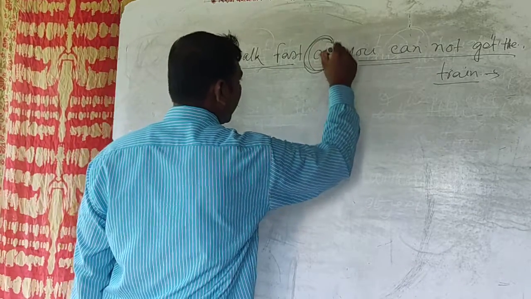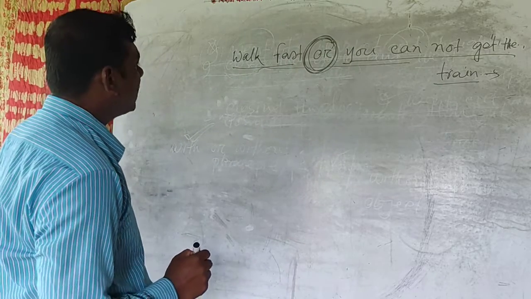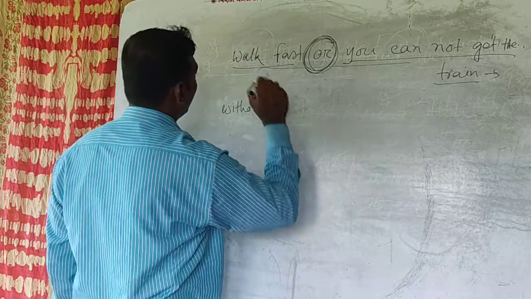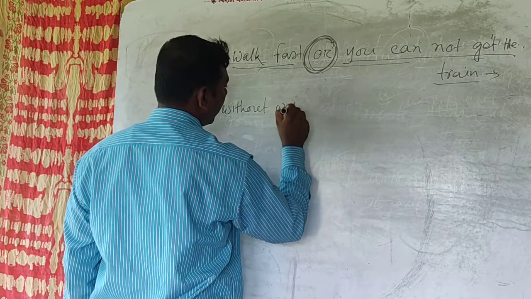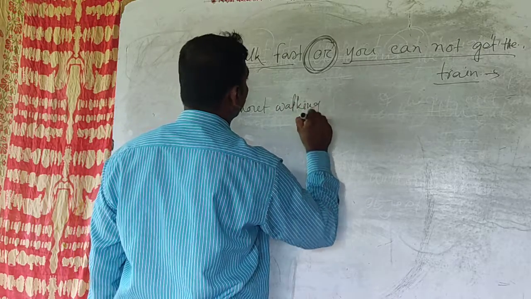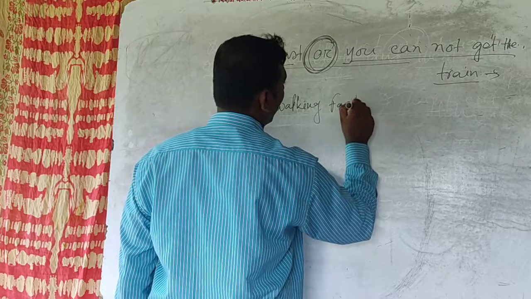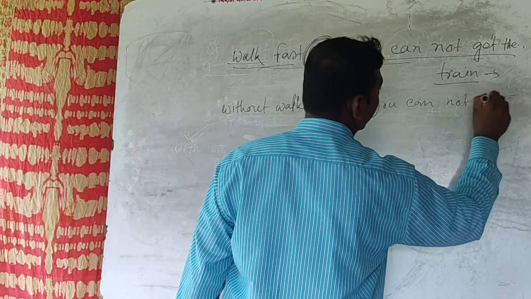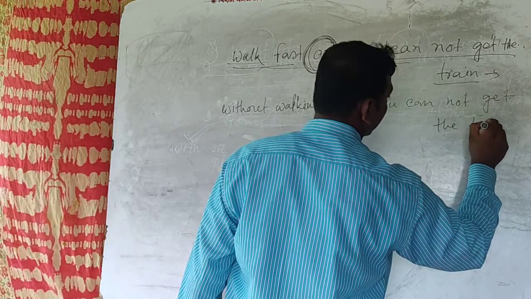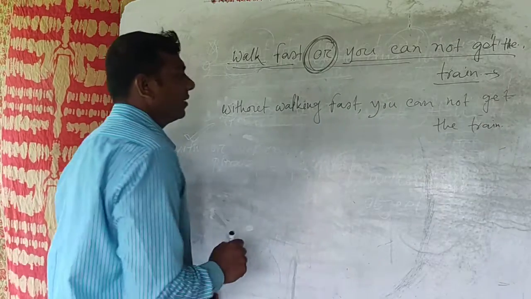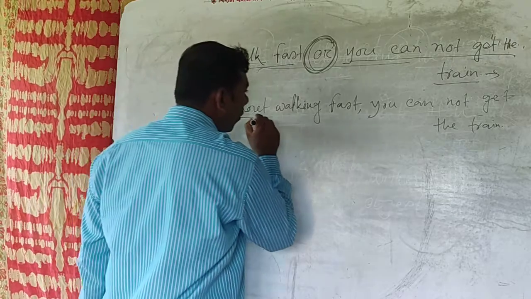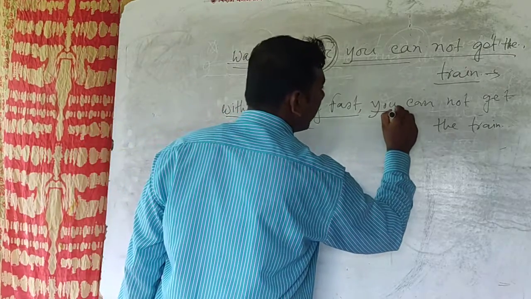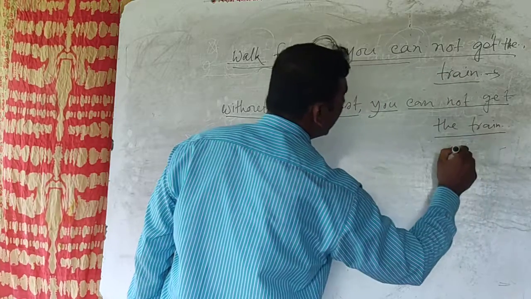If the compound sentence has or, the simple sentence starts with without. Start with without, then walking fast. Without walking fast, you cannot get the train. Dear students, look at the board. Without walking fast is a phrase. With phrase, you is a subject, cannot get is a verb, and the train is an object.